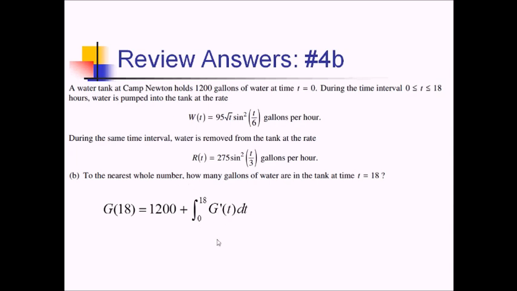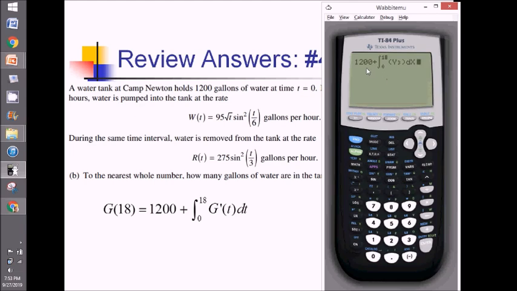So let me use the calculator for this. So I've got 1,200 plus integral, math 9, 0 to 18, Y3 again was where I stored my g prime, and this comes out to approximately, they want the nearest whole number, the nearest gallon. It's taken a while, 1,310 gallons of water.